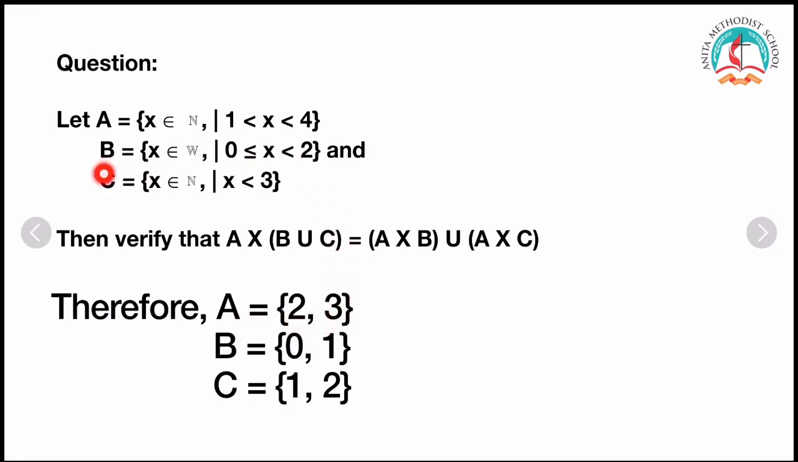Now set B. B equal x belongs to whole numbers. Whole numbers start from 0. 0 less than or equal to x less than 2. Here the equal to sign is there, which means you have to take that number also. Here what number do you have? 0. So less than 2, what are the numbers you will have? 0, 1. So set B equal {0, 1}. And C is equal to x belongs to natural numbers less than 3, what are the natural numbers? 1, 2. So now we got it in roster form. Now it is easy for us to solve this verification.